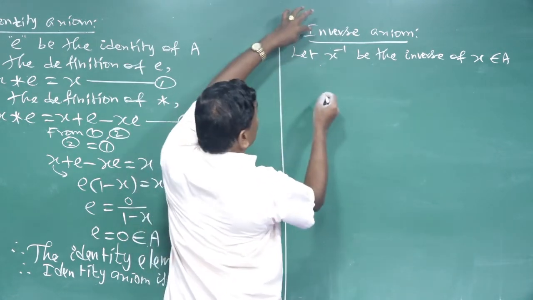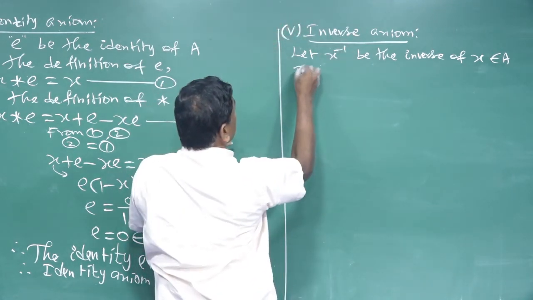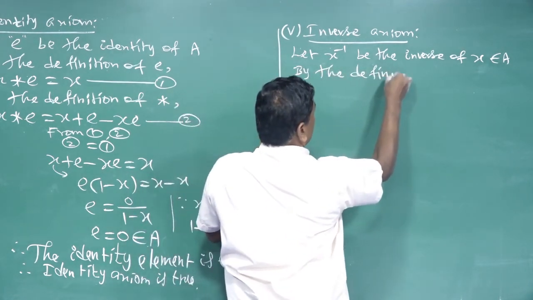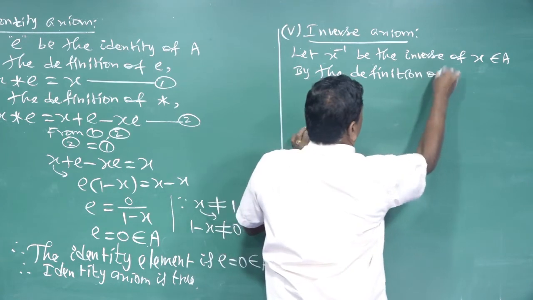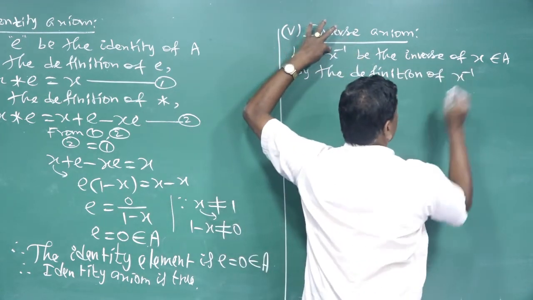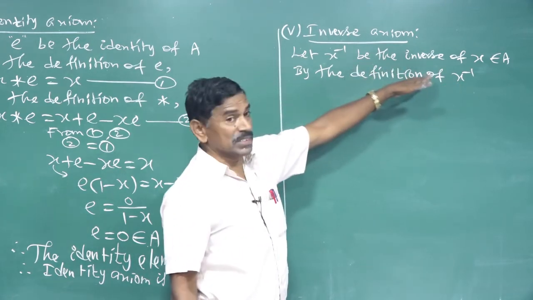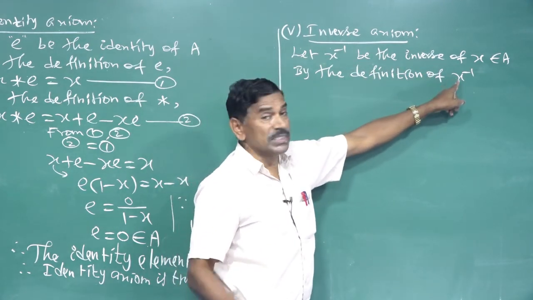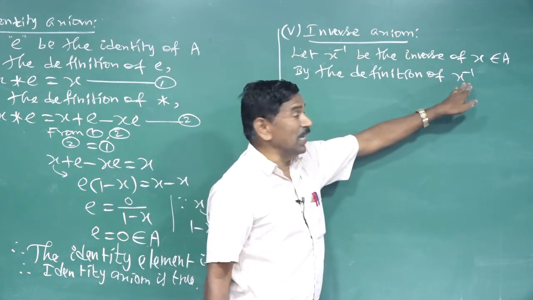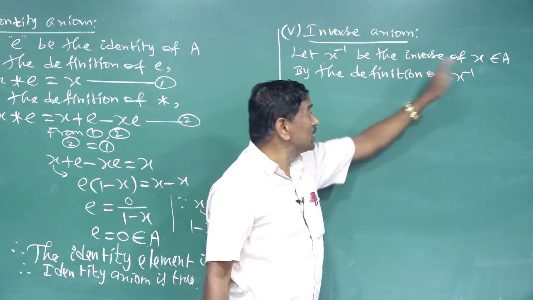Now by the definition of inverse, otherwise by the definition of X inverse, both are correct, because X inverse is the inverse of X. We have taken X inverse is the inverse element of X. That is why by the definition of X inverse or by the definition of inverse.